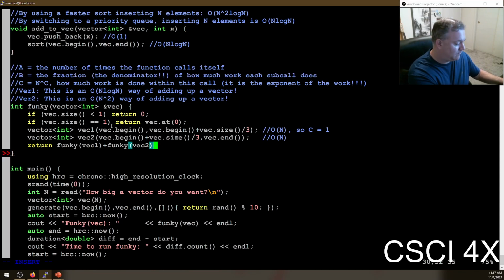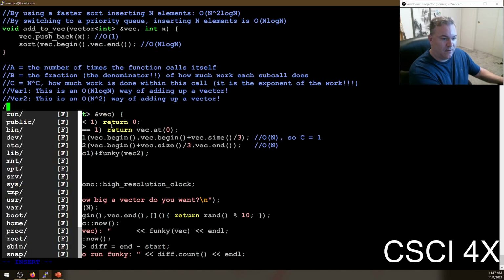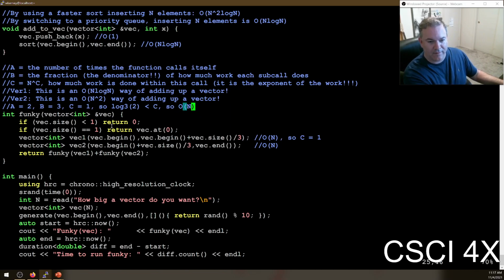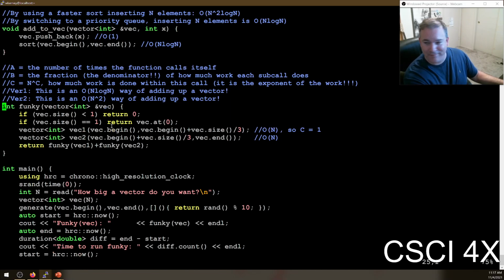Okay, so, but what we had here before, like this. So for this one, A is 2, B is 3, C is 1. So the log base 3 of 2 is less than 1, so it's order n. Right, because it's less than C, the answer is n to the C power. Okay, let's do one more because I sort of screwed that one up, didn't I? All right.